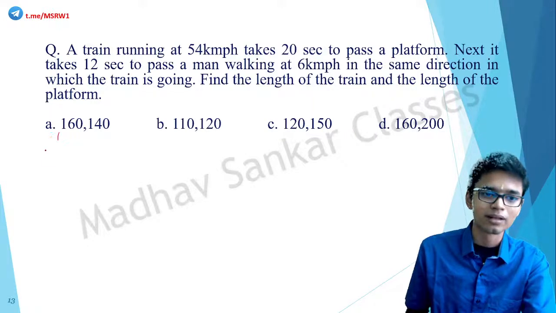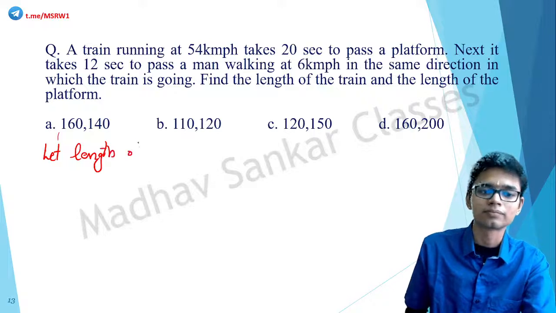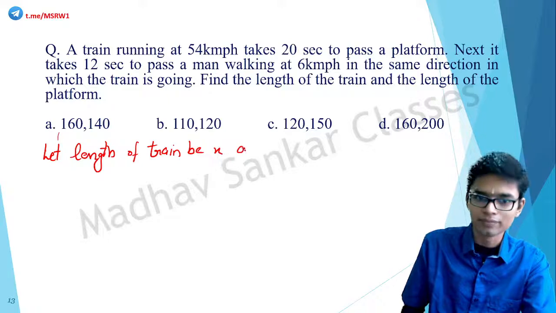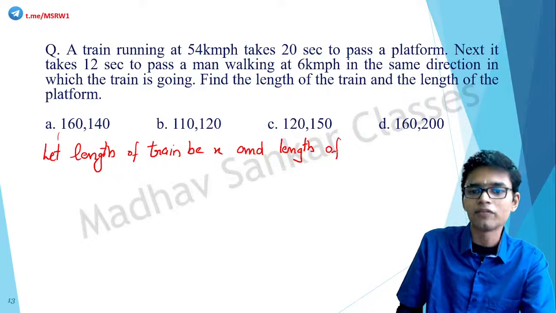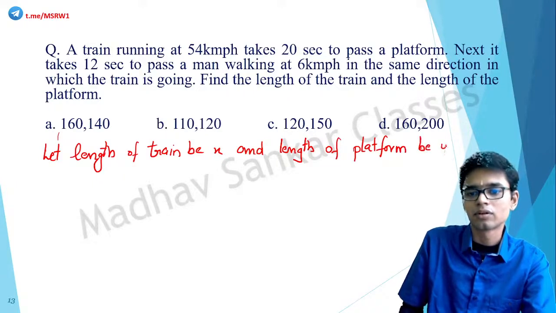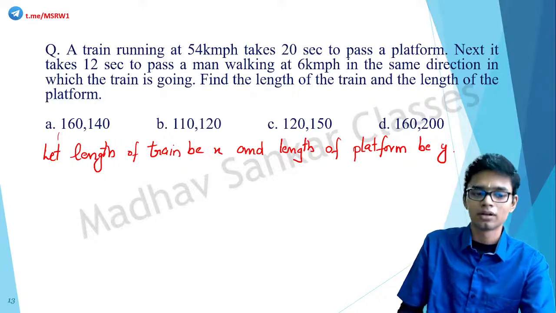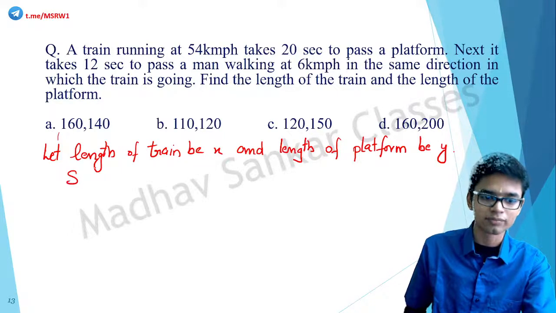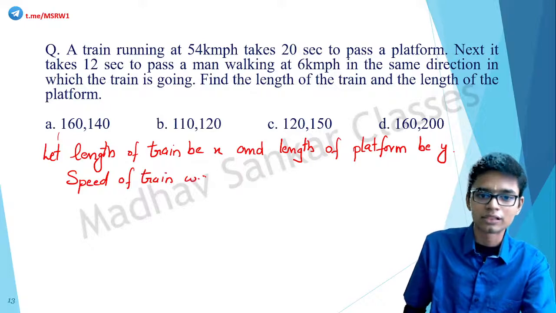So let's begin. Let length of the train be x and length of the platform be y. Okay, because neither of them are given. All right, so speed of the train with respect to the man. Okay, speed of train with respect to the man is equal to how much?